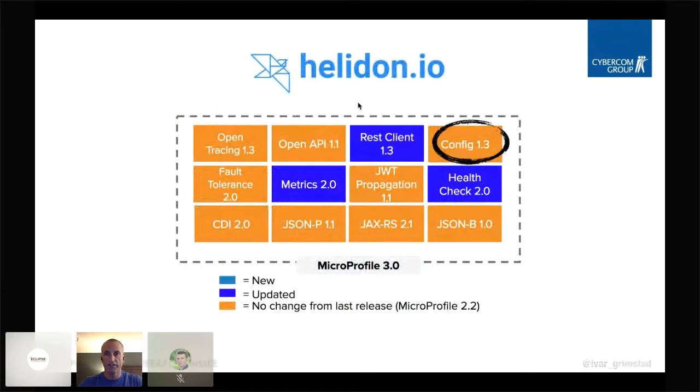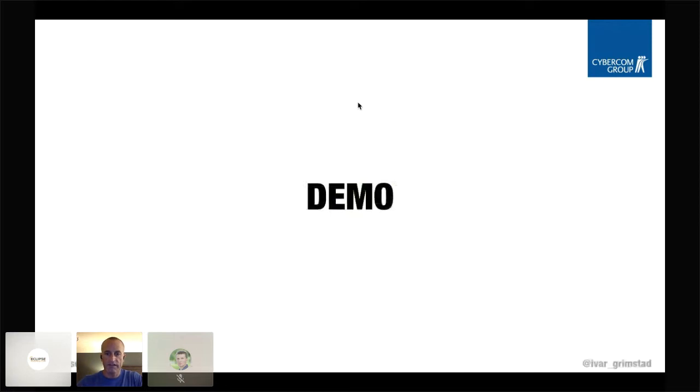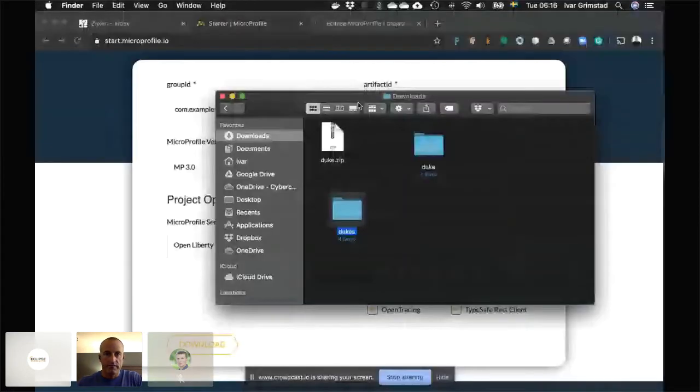So the configuration API for microservices is the one that implements the externalized configuration pattern. So let's look at this.